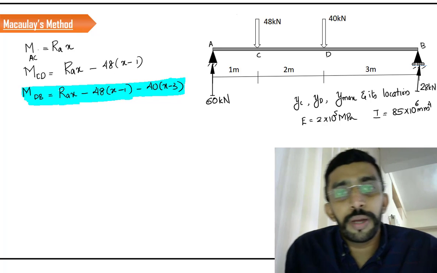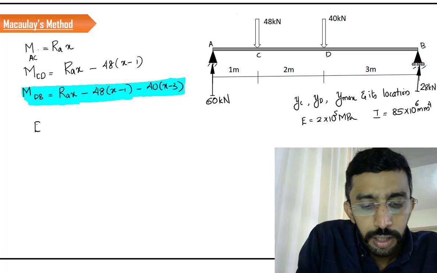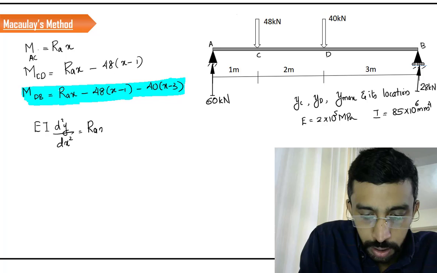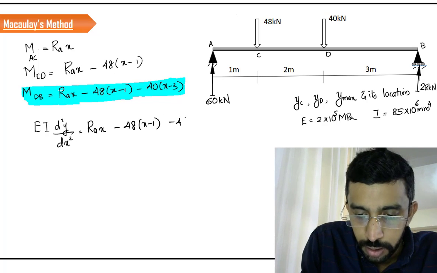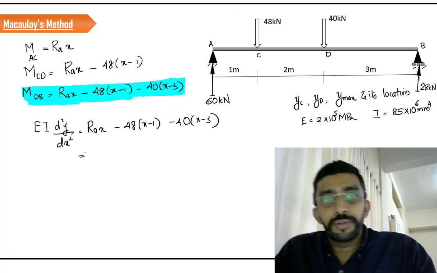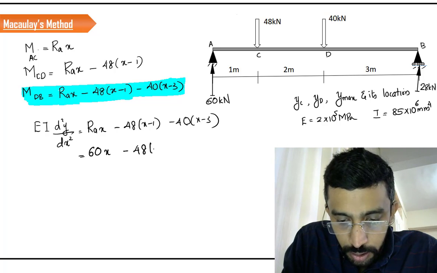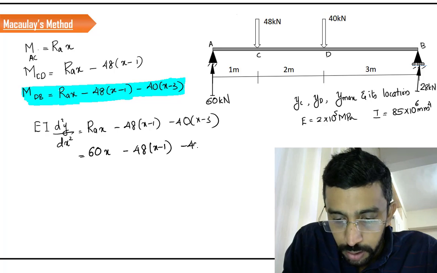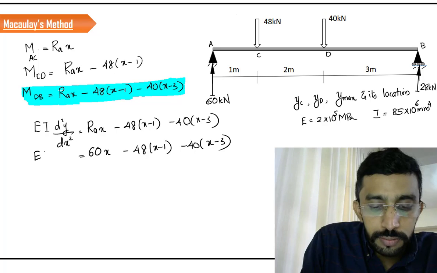Now we have to equate it with the moment curvature relationship, where EI into d square y by dx square is equal to RA into X minus 48 into X minus 1 minus 40 into X minus 3. So let's substitute the value. RA is given as 60x minus 48 into X minus 1 minus 40 into X minus 3. Now we have to do the integration.